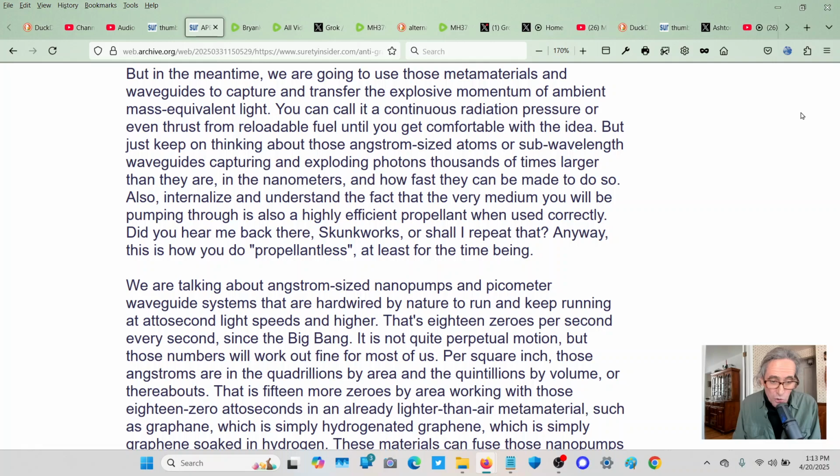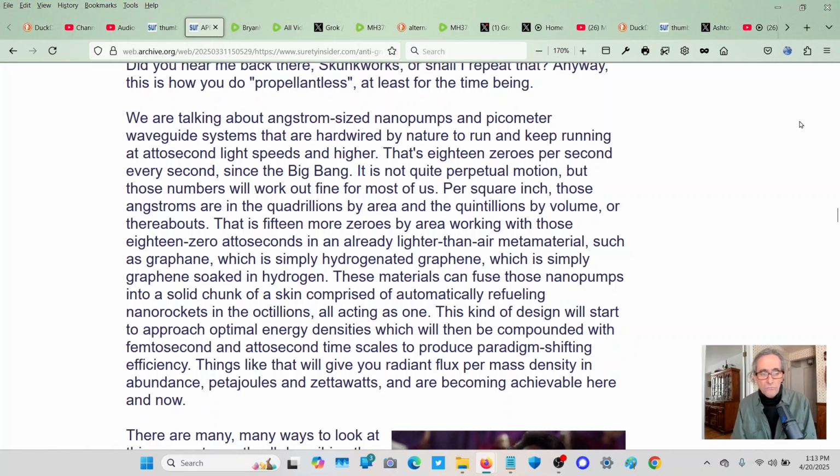Anyway, this is how you do propellantless, at least for the time being. We are talking about angstrom-sized nanopumps and picometer waveguide systems that are hardwired by nature to run and keep running at attosecond light speeds and higher. That's 18 zeros per second every second since the Big Bang. It is not quite perpetual motion, but those numbers will work out fine for most of us.